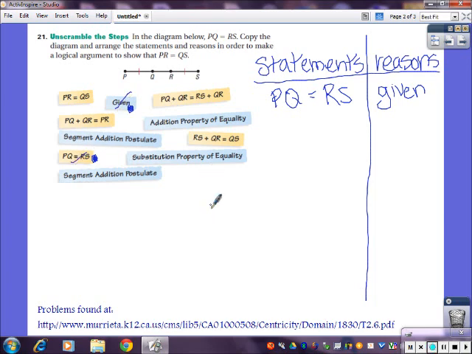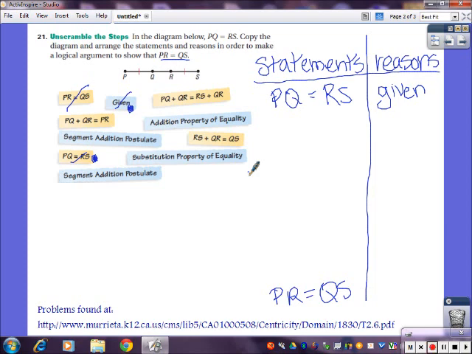And the other thing is, I know that the very last thing that goes in a 2-column proof is what I'm trying to prove. Well, it says in the diagram below, PQ equals RS, copy the diagram and arrange the statements and reasons in order to make a logical argument to show that PR equals QS. This is what I'm trying to prove. Therefore, it has to go last. So PR equals QS. Go up here, mark that out.